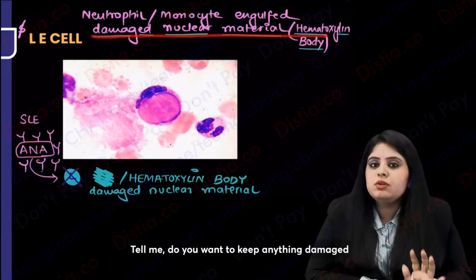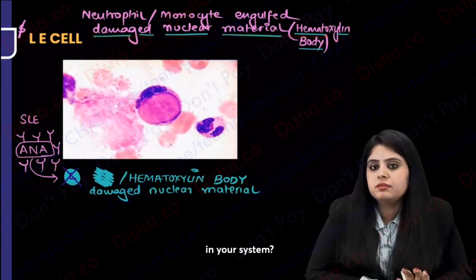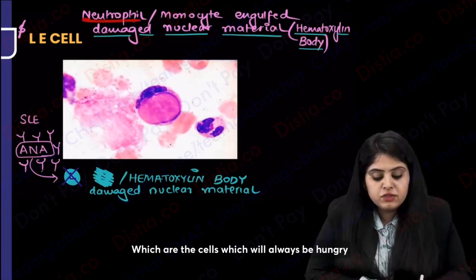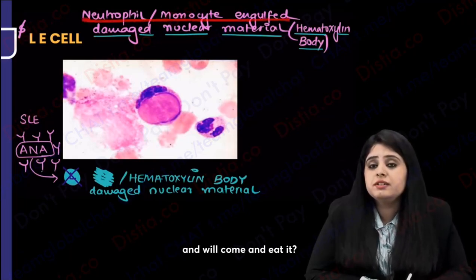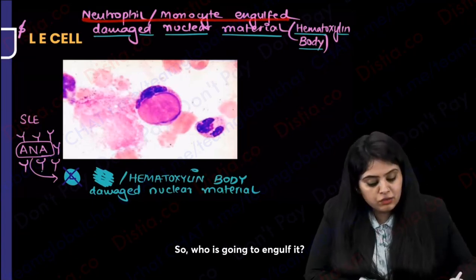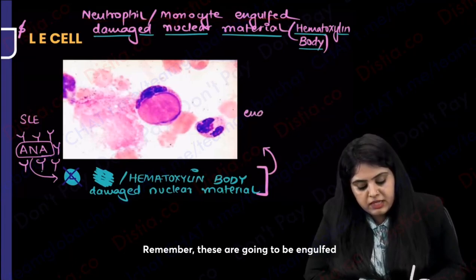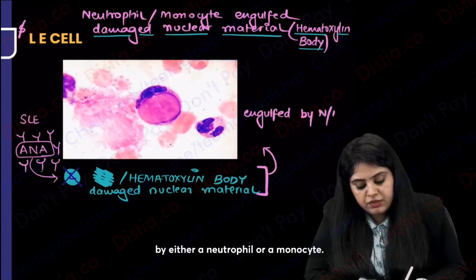Tell me, do you want to keep anything damaged in your system? Does anyone want to keep anything dead or damaged? No. Which are the cells which will always be hungry and will come and eat it? Neutrophils and monocytes. So who is going to engulf it? Remember, these are going to be engulfed by either a neutrophil or a monocyte.